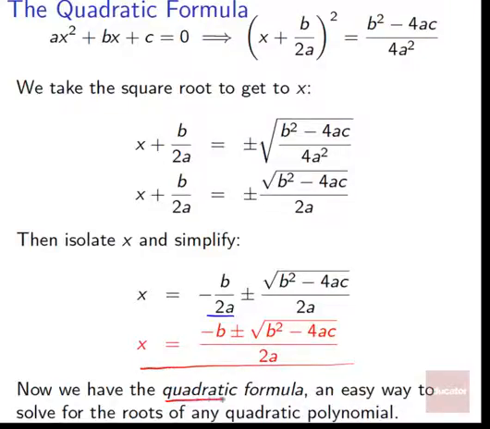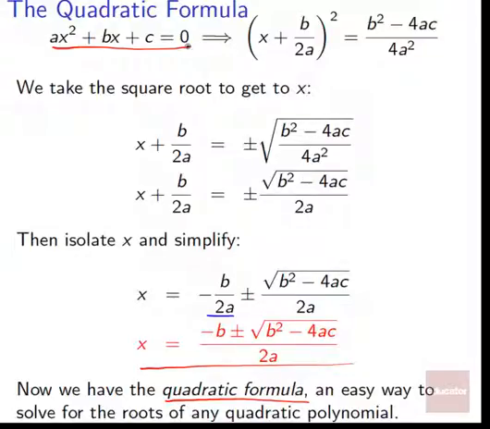We have the quadratic formula, an easy way to solve for the roots of any quadratic polynomial. As long as we've got some quadratic polynomial like this, we just plug into this thing and do some arithmetic. It might get ugly, might require a calculator, might not be really easy arithmetic, but there's not much thinking that we have to do. There's no difficult cleverness of figuring out just the right way to factor it. We just plug and chug and an answer will pop out.